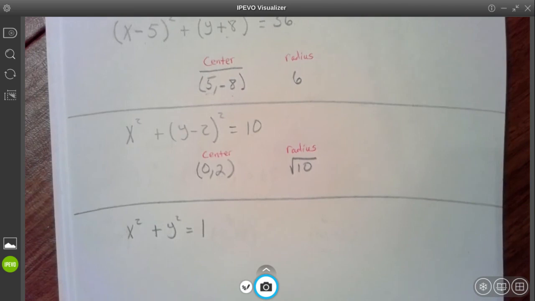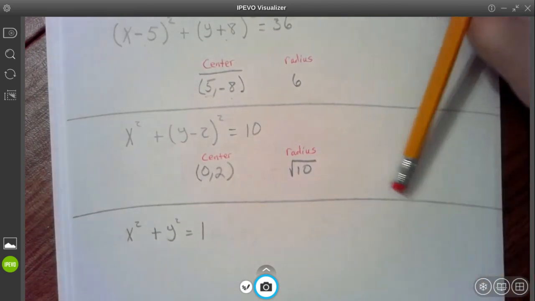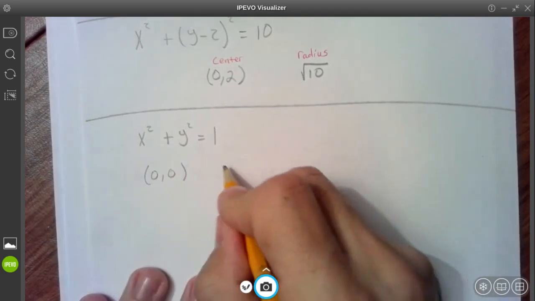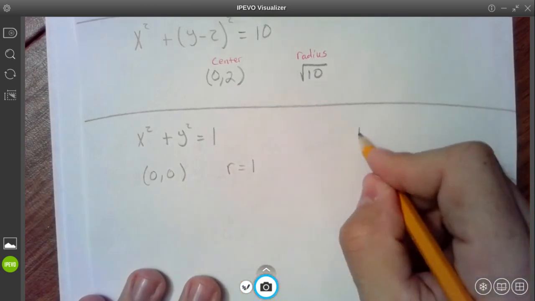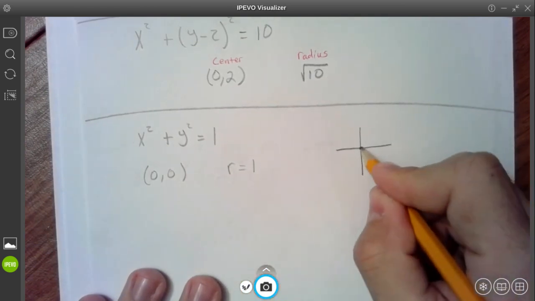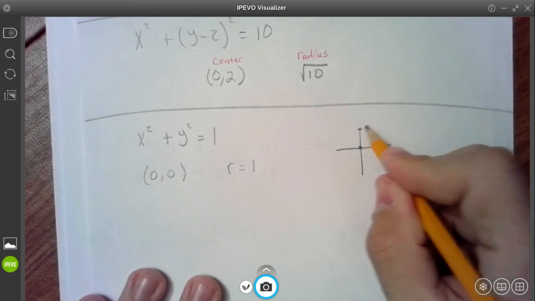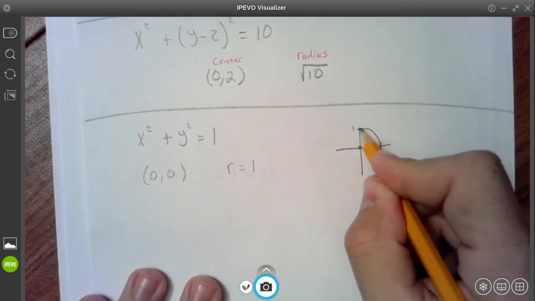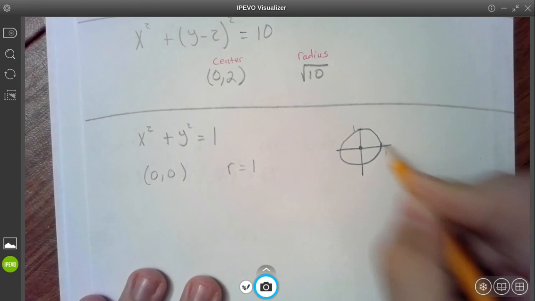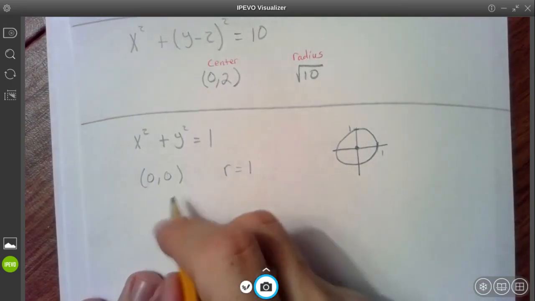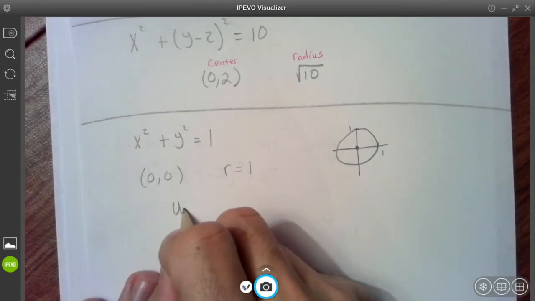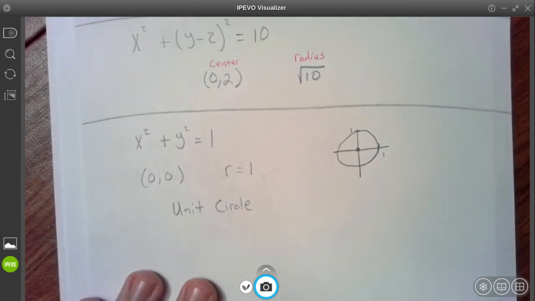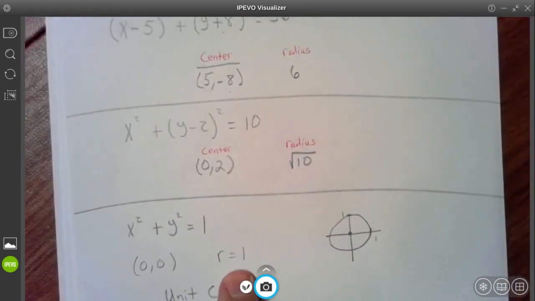So this equation right here, x squared plus y squared, is kind of a special one. The center is going to be (0, 0), and the radius is going to be 1. This is the equation of a circle whose center is at the origin and whose radius is 1. This one is known as the unit circle. This will be important later whenever we start talking about our trig functions. But this one is worth remembering: x squared plus y squared equals 1. That is the equation of the unit circle. And we just say unit because it's a radius of 1. That's all.